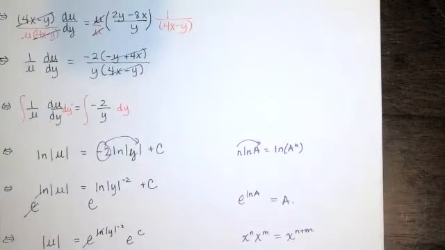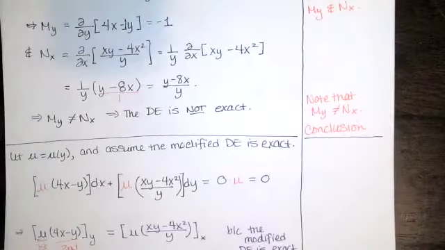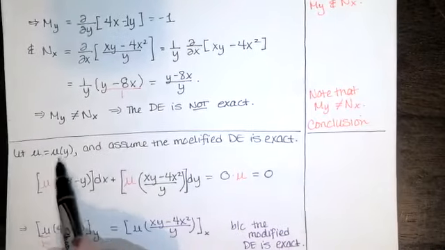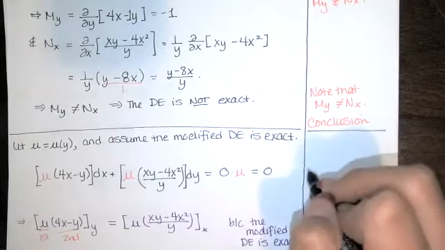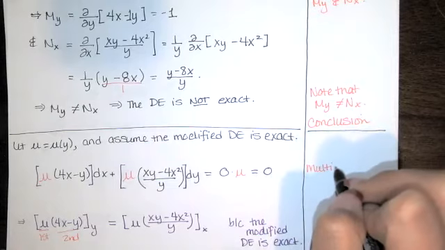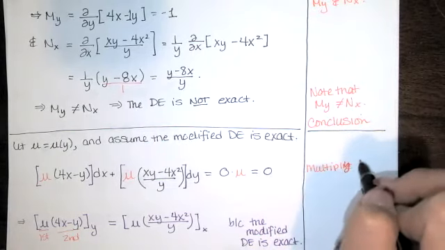All right, that was a lot. Before we go on, let's talk about what we did. We let mu be a function of y. We assumed that the modified dE was exact, and then we multiplied the dE by our integrating factor.